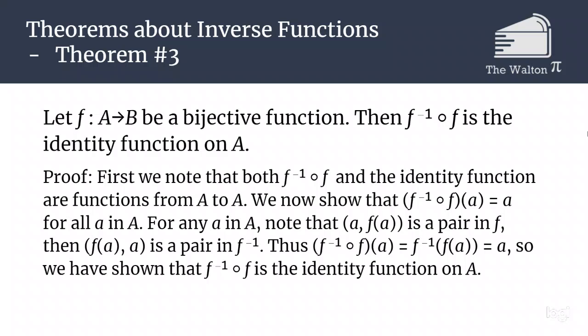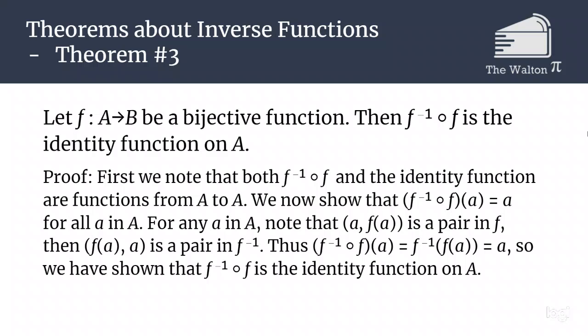So, for any little a, we note that the pair (a, f(a)) is a pair in our function f. So that means that (f(a), a) is a pair in f inverse. So, f inverse of f is going to go from a to f(a) back to a. So we have shown that f inverse of f is the identity function on A.